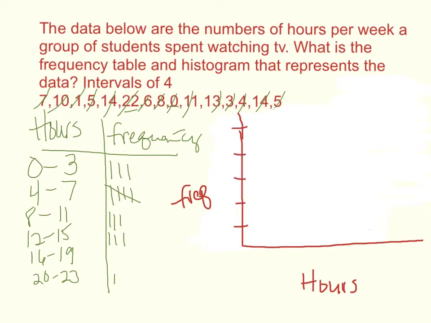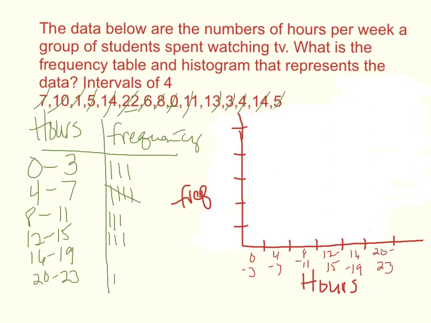Down here are my intervals. So I have 6 intervals, so I need to have 6 spots to put my intervals. Now we need to label our intervals. So this is 0 to 3. This is 4 to 7. This is 8 to 11. This is 12 to 15. 16 to 19. And 20 to 23.